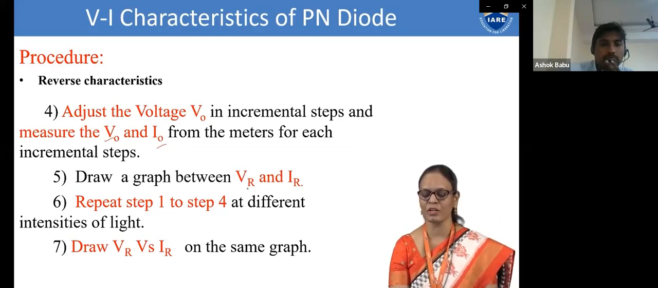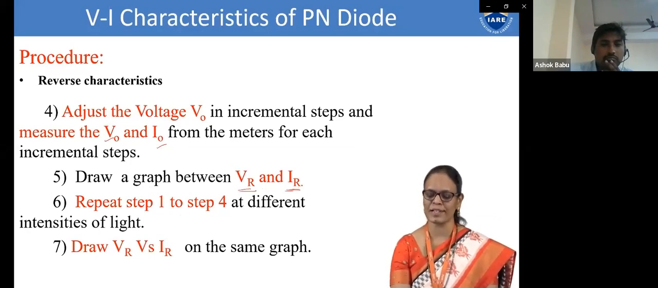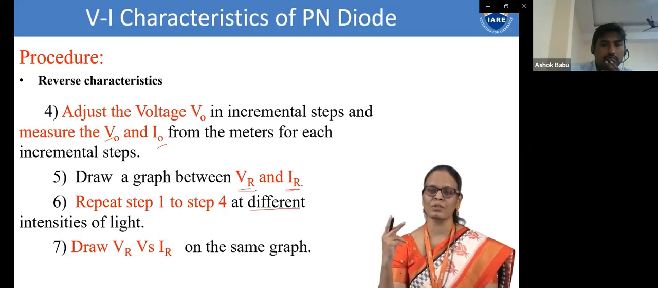From the 2 meters we have on the kit, we are measuring the voltage as well as the current, and now we are going to draw a graph for VR versus IR. VR stands for the reverse voltage and IR stands for the reverse current. And we are going to repeat all these steps for different intensities of light. We are going to vary the light.